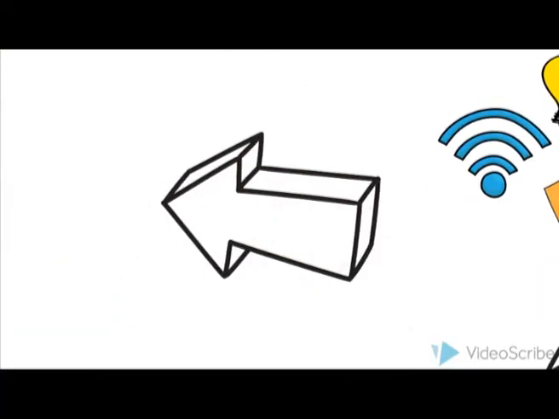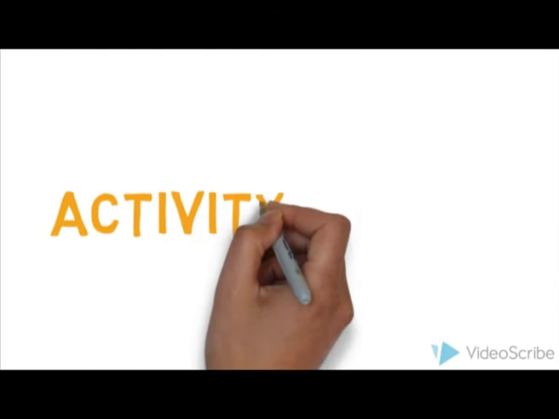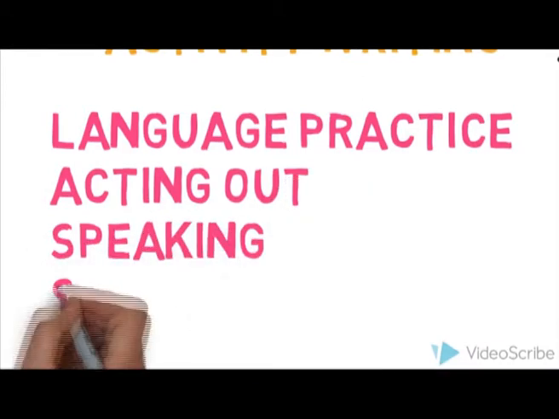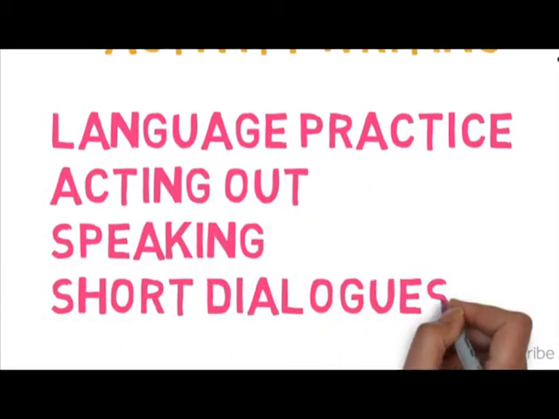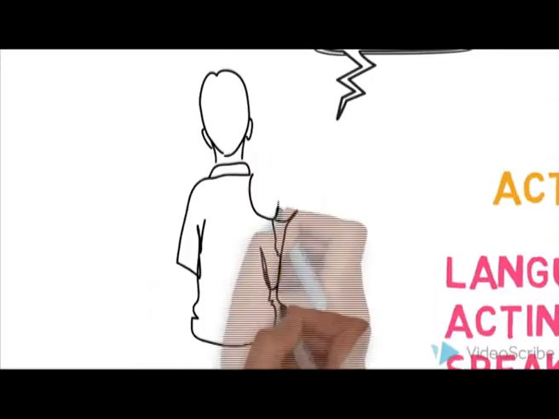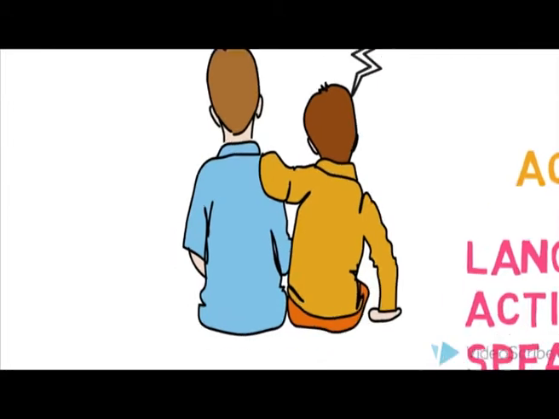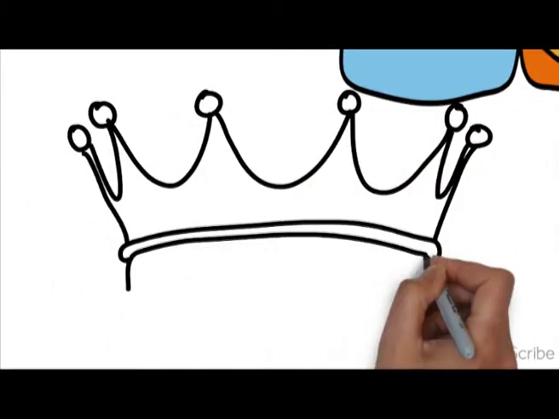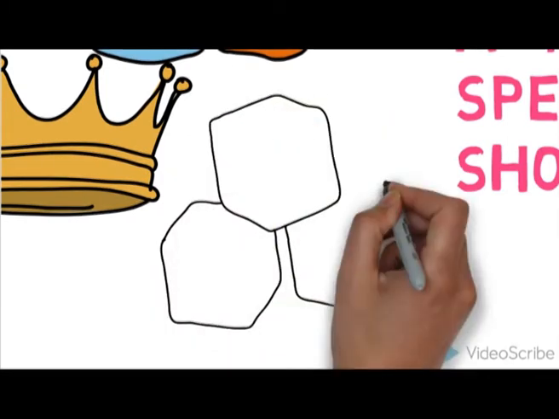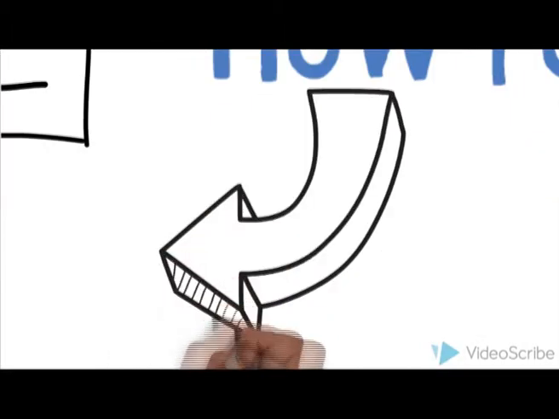Activity writing. Writing as a part of a large activity where the focus is on something else. Language practice, acting out, speaking, short dialogues. For example, to practice functional areas, we can use inviting or suggestions. Questionnaires type, the kind of music people like.